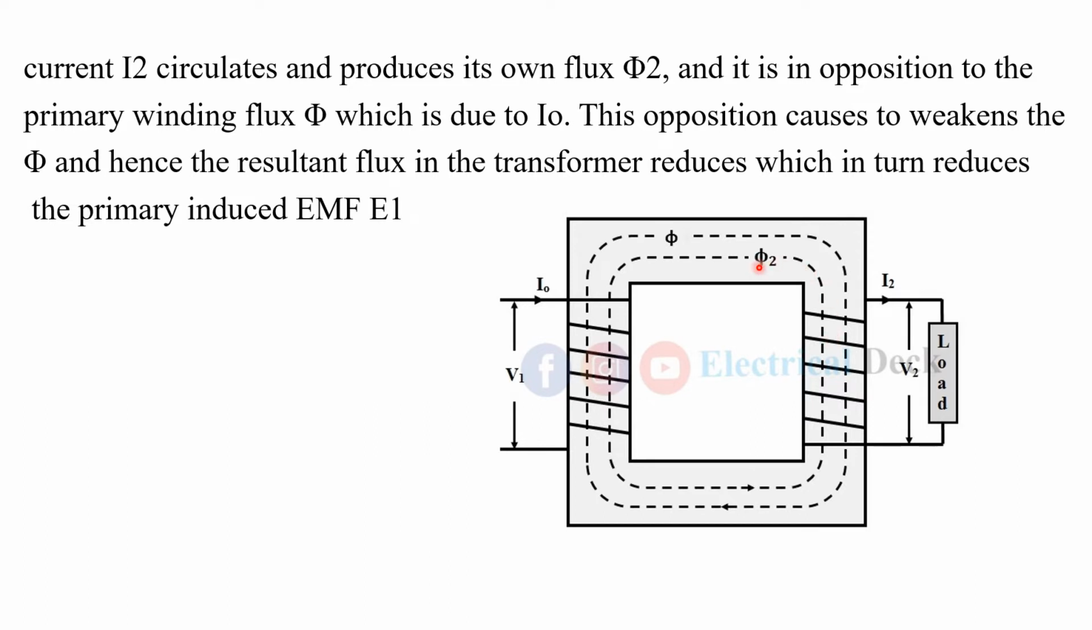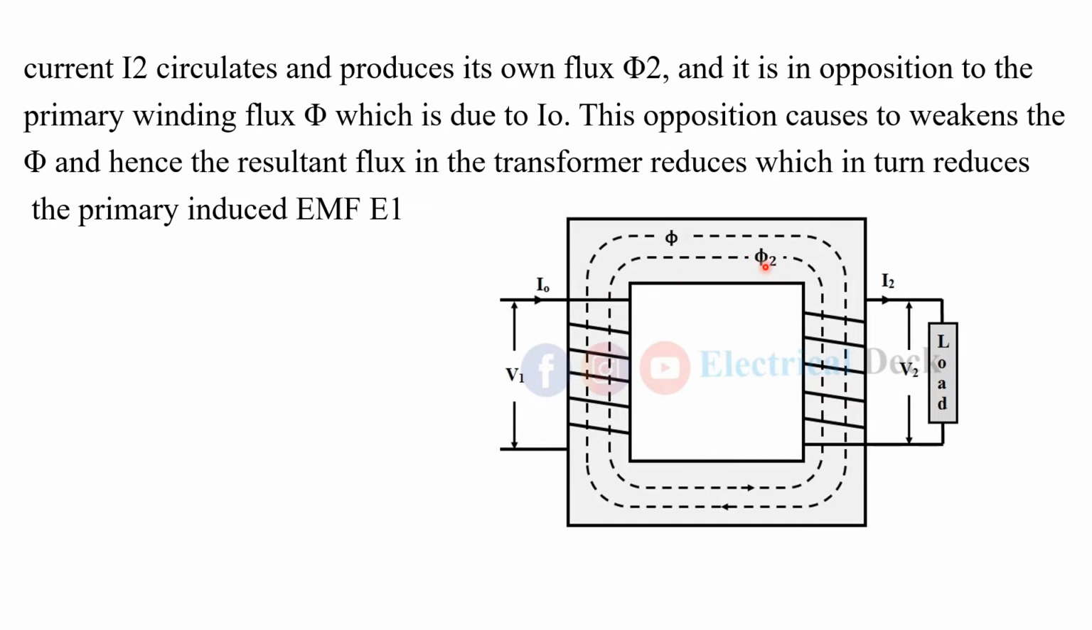So when the flux phi 2 starts flowing through the core and opposes the main flux, we can say that when the transformer is loaded, the flux created in the core will weaken, or we can say it will demagnetize the main flux, so that the strength of the main flux phi will decrease. This will lead to a decrease in the EMF in the primary side, E1.